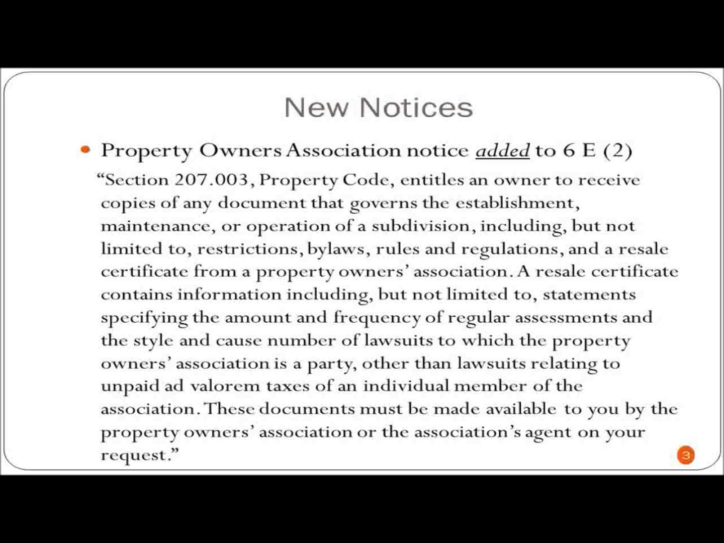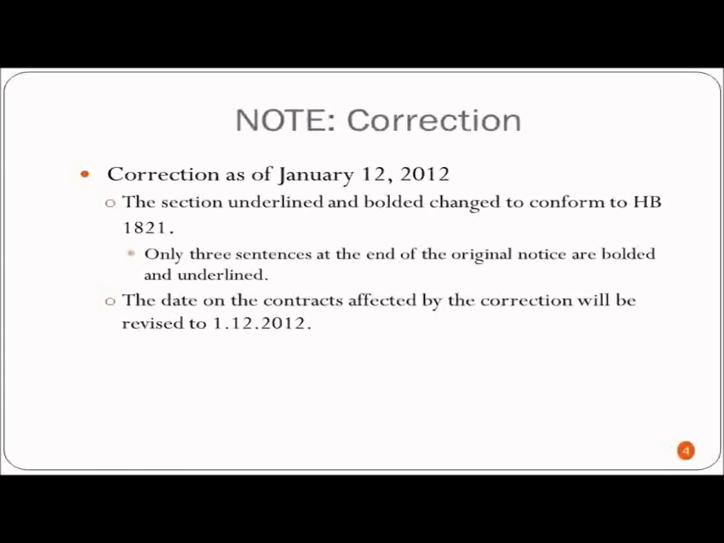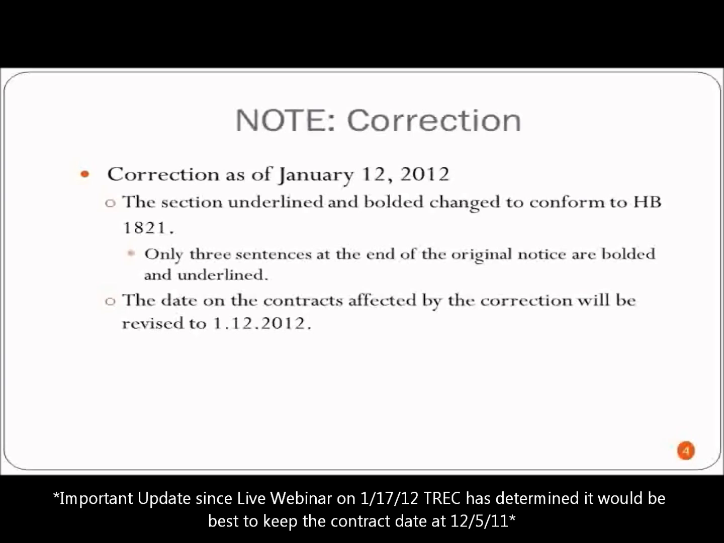Unfortunately, if you have a copy of the presentation that was emailed out to you yesterday, there was a typo in it that this slide that you see on your computer has fixed. We just left out one line. The homeowners association must now provide to the owner and or buyer the style and cause number of lawsuits to which the property owners association is a party, other than lawsuits relating to unpaid ad valorem taxes. We left out a line in the presentation that was sent to you.